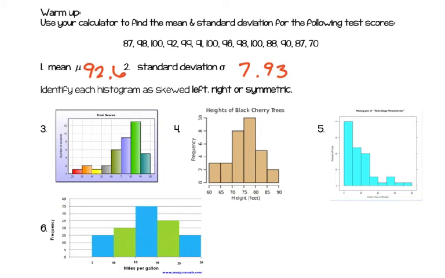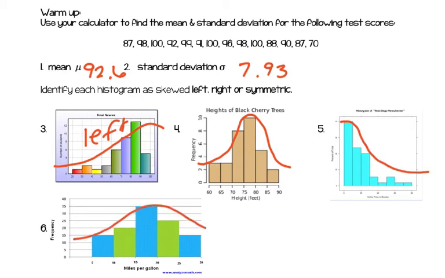Number 3 is skewed left, and that's because it tails off to the left. Number 4 is probably more symmetric than anything because it does rise in the middle. You could possibly argue that it was skewed left, but I think it's more symmetric. Number 5 would be skewed right, and number 6 would also be symmetric. That's a lot easier to see.